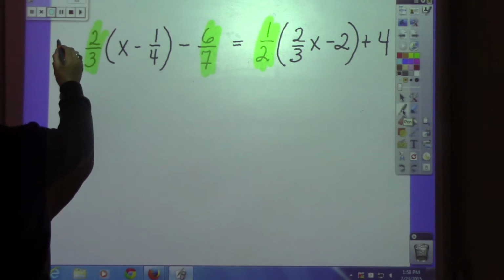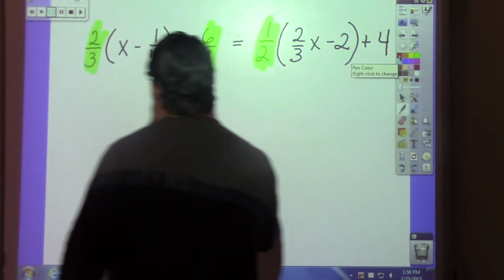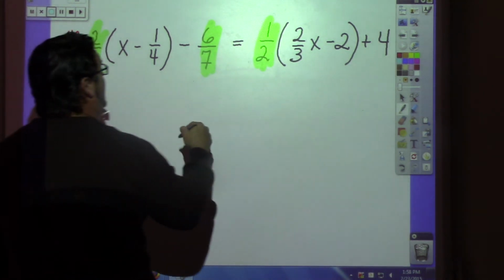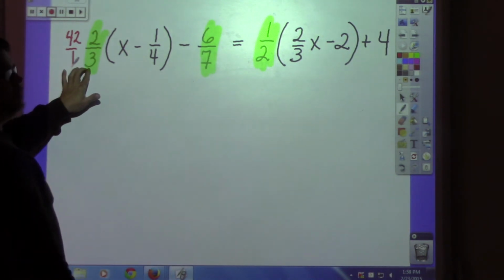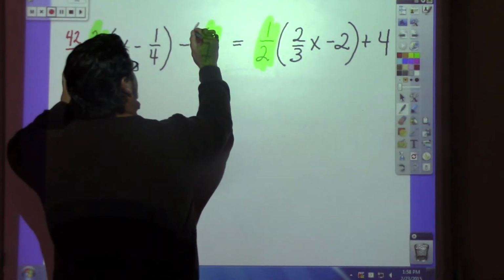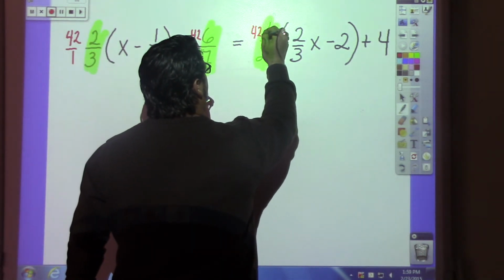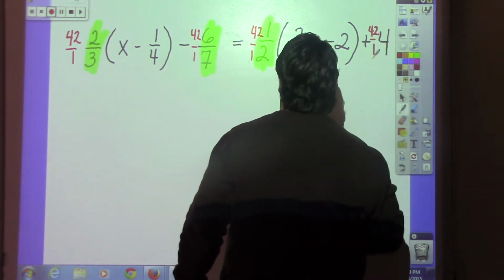I like that one. All right, we're going to multiply through by, what'd you say, 42? So 42 over 1. And I am going to skip a step here. Instead of writing it all again, I'm just going to put the 42 over 1 right here, right here, right here, and right here.